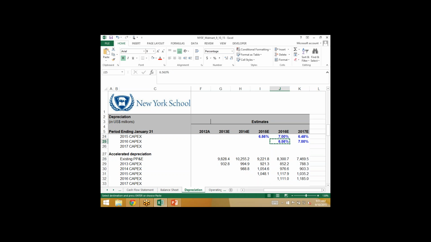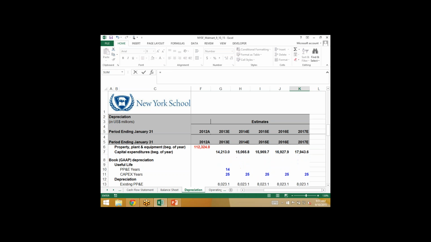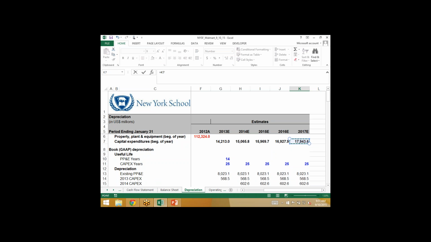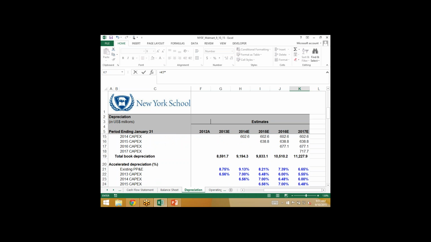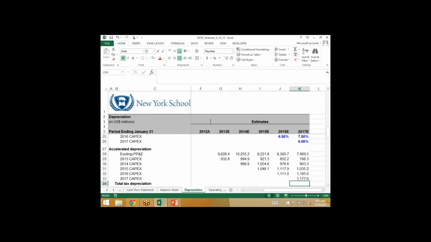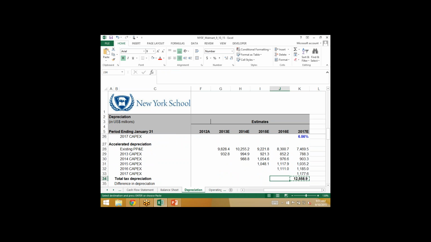And finally in 2017, it's just the 17 billion times the 6%. And you can add everything up and you should have 12,559 in 2017. That's what you should get.